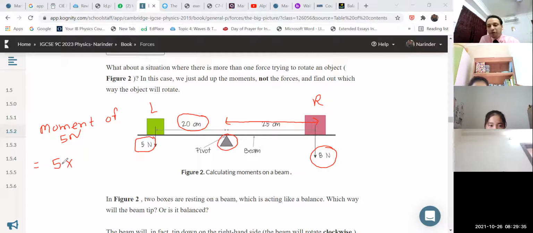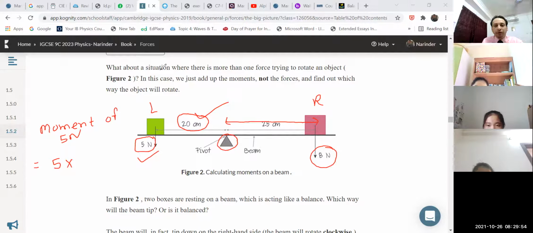And not received an answer from UNK. Moment is given by force into perpendicular distance from the pivot. So the 5 Newton force is here. What is its distance from the pivot? 20 centimeter. I got an answer in chat, folks.